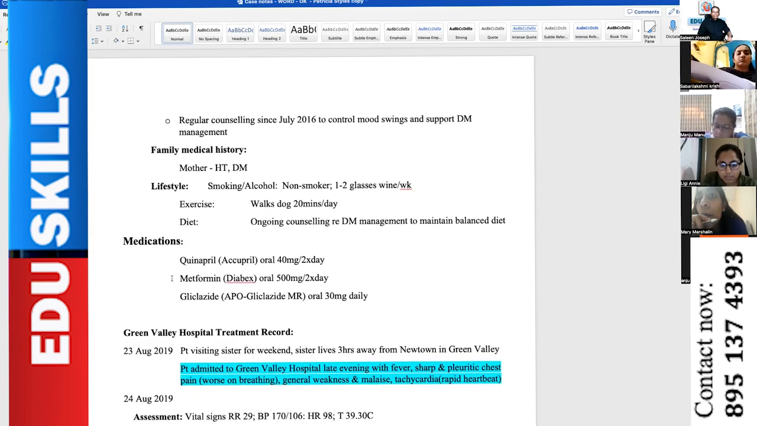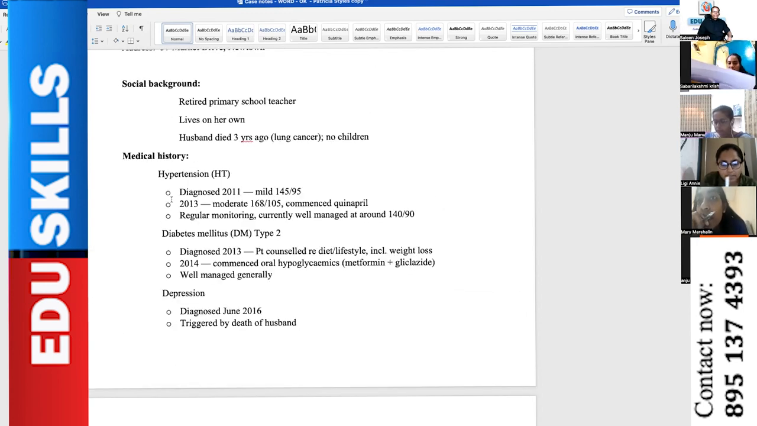Medical history. Medications. Yes. Before that, we'll come here. Medical history: hypertension, diabetes mellitus. Okay. It is well managed. What does it say? Well managed, which means these things are not required. Well managed means we don't require the details. Then you have diabetes mellitus, again well managed, which means you don't require further details of these things. It's already well managed, so that becomes outdated information.